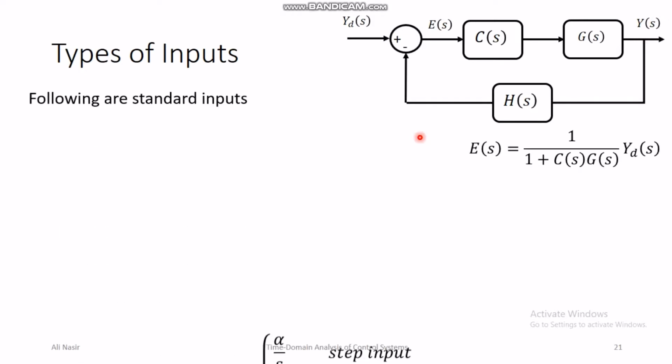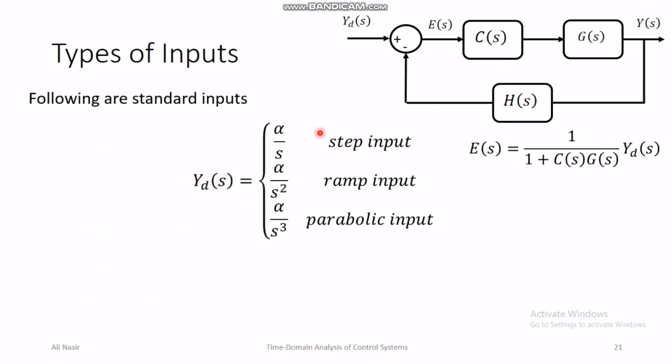Following are the standard inputs. There is a step input, in which case you want the output of the system to be a constant value alpha. The transform of a step input is alpha over s, where alpha is a positive constant. Then there could be a ramp input, whose transform is alpha over s square. A ramp input is a straight line with some slope.